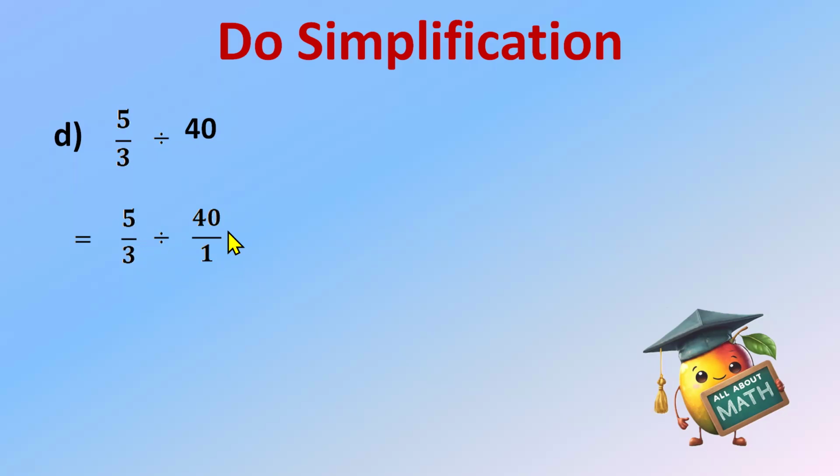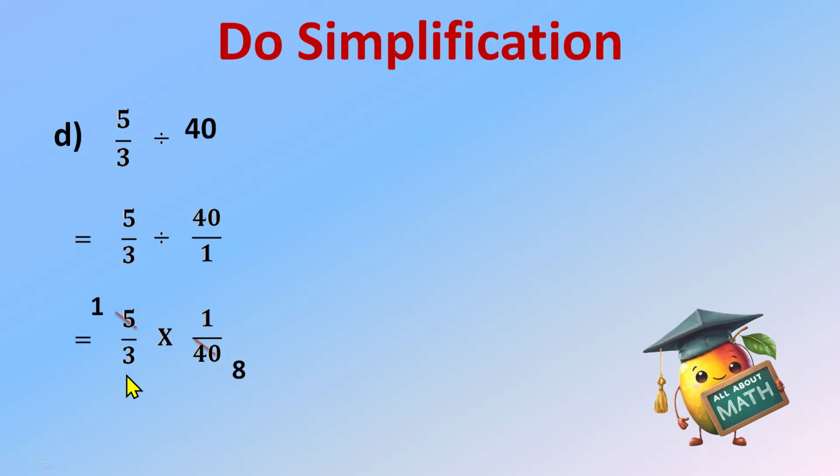So now I'll do the rule. I'll use the steps: keep, change, flip. So I'll be keeping 5 by 3 as it is. Divide will change to multiply, and flip 40 by 1 will become 1 by 40. So keep, change, flip. Now we can do the cutting, 5 and 40. We can directly see they'll come in the 5 table. 5 and 40, let's cut. 5 ones are 5, 5 eights are 40.